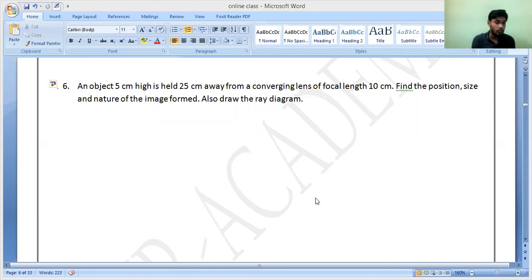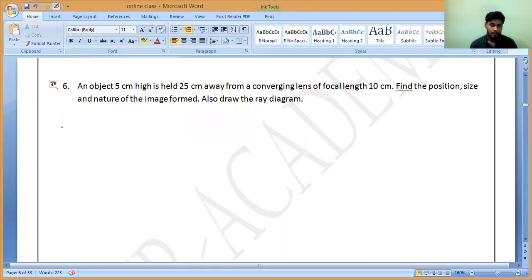How did you verify case number 5? Sir, because the object is beyond 2F. Focal length is 10 centimeter, 2F is 20 centimeter. The object is at 25 centimeter, so it is beyond 2F, sir. Others also, will you accept with her?